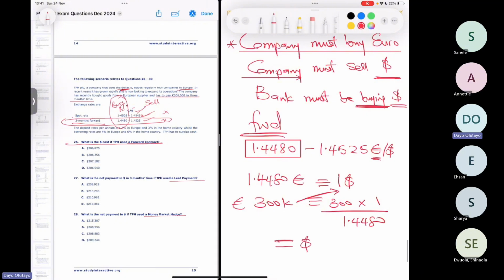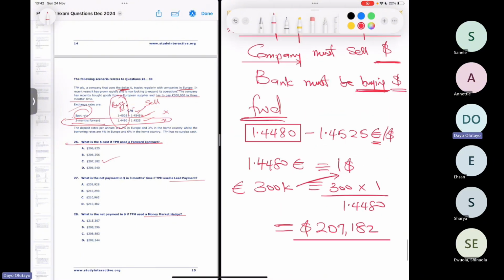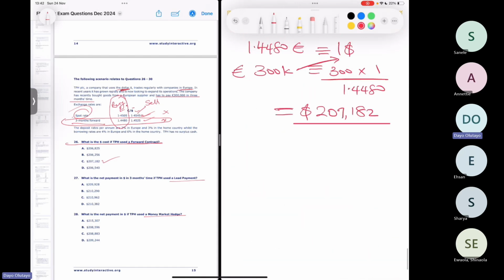This is euro. Yeah. So what would that be? 300 divided by 1.448. And this is actually the real answer. Before I go to lead payment, let me do it assuming that it's a receipt. Now, that is a payment. Let's say this 300 euro is a receipt, which means receipt in 3 months.